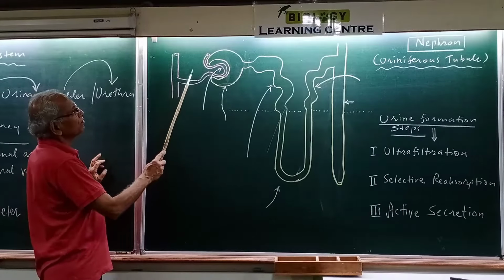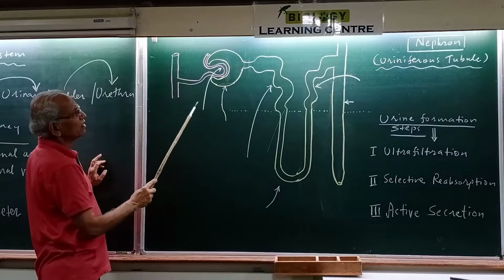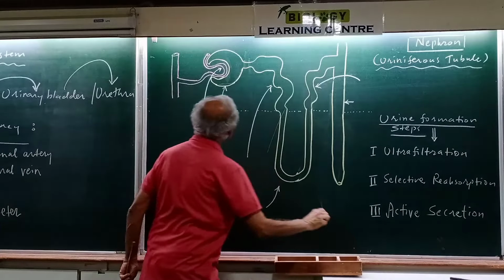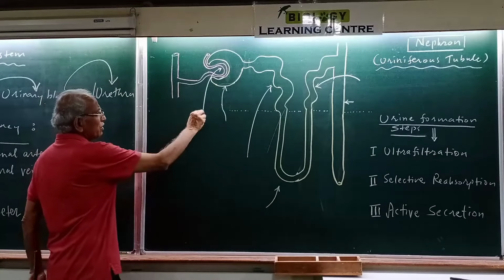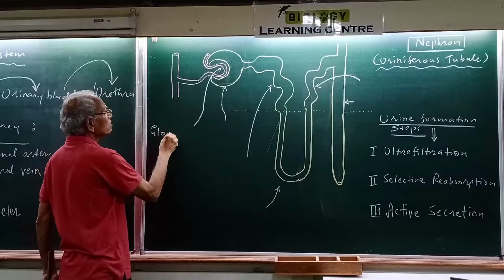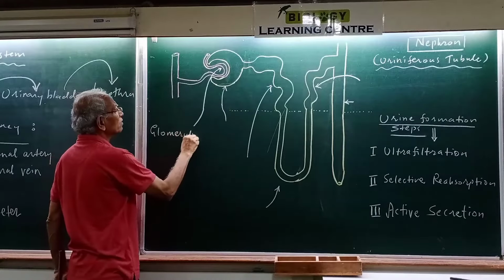So once again, this is the Malpighian corpuscle. So I think you will help me to label. You tell me now what this is. Yeah, this is glomerulus.